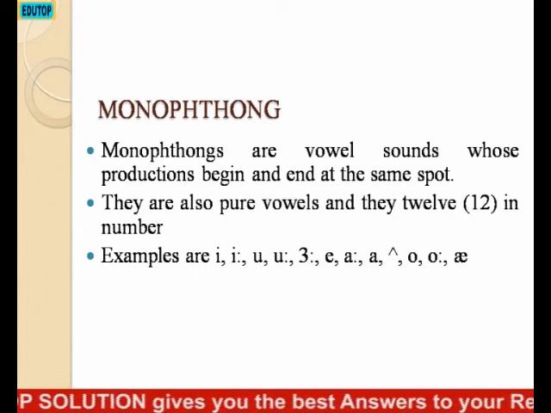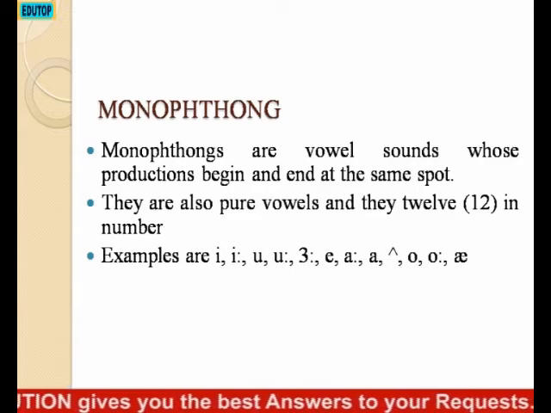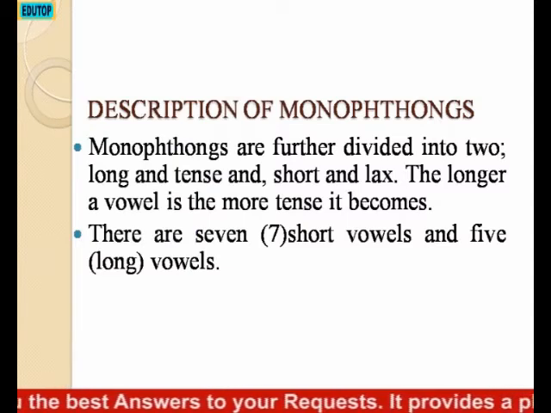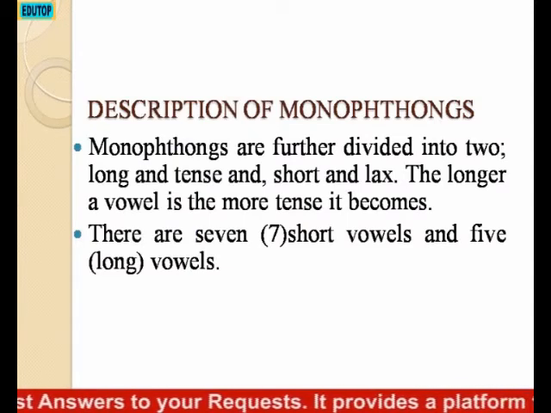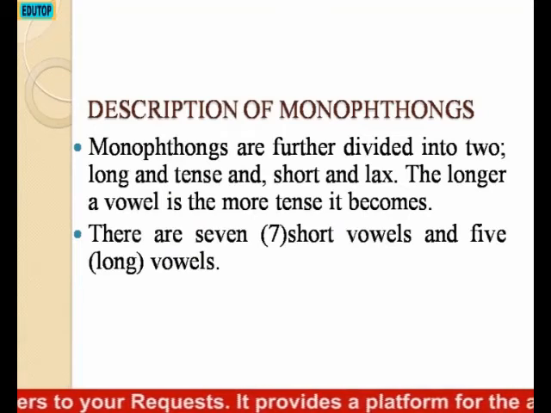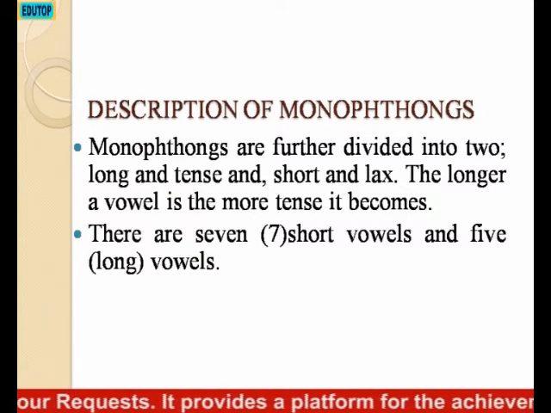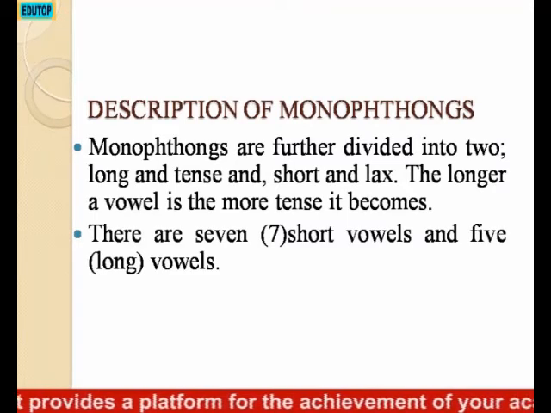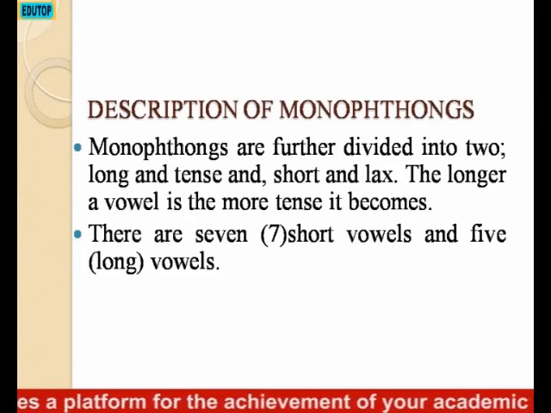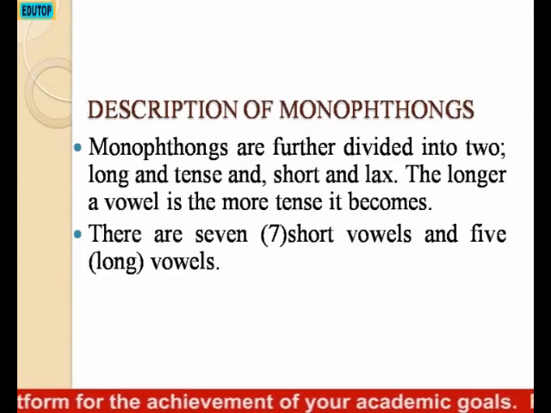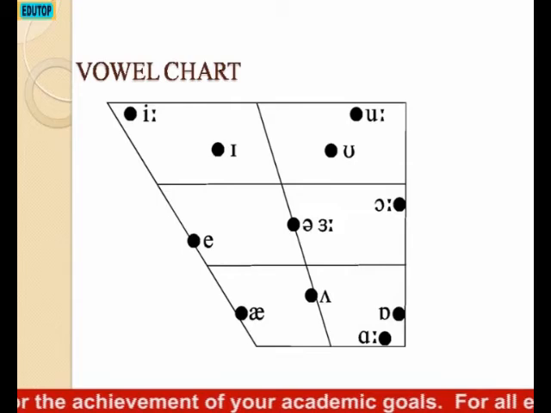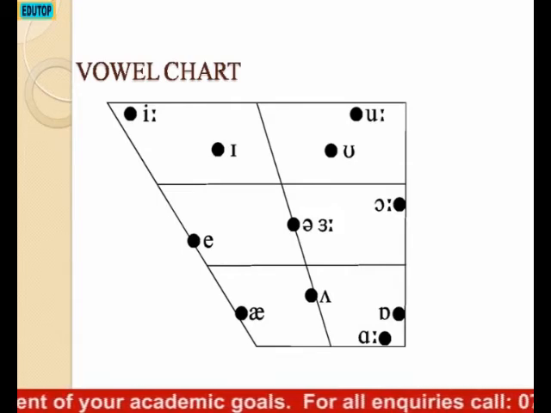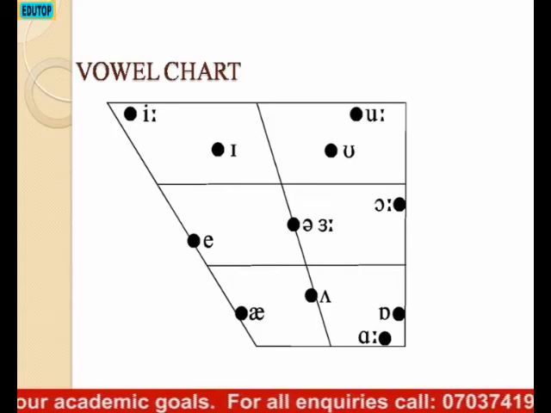The vowel sounds are divided into two. We have the monophthongs and we have the diphthongs. The monophthongs are 12 in number. The monophthongs are the pure vowels, and they are subdivided into two. We have the long and short vowel sounds. The long vowels are 5, while the short vowels are 7. This is a chart showing the vowel sounds in the English language. Descriptions of monophthongs.